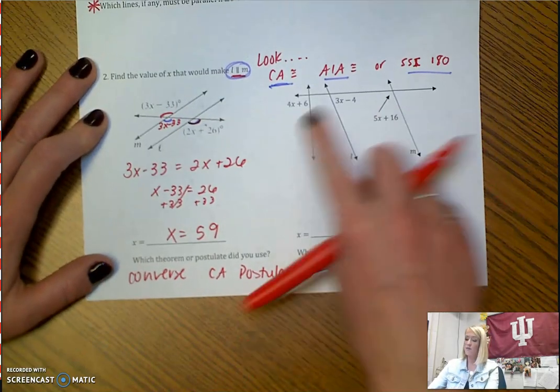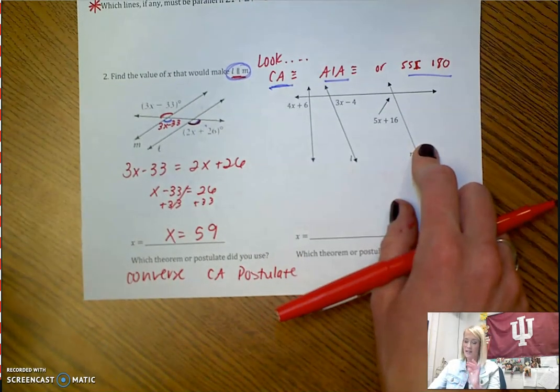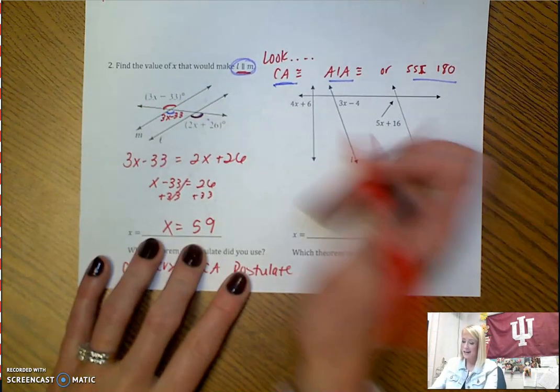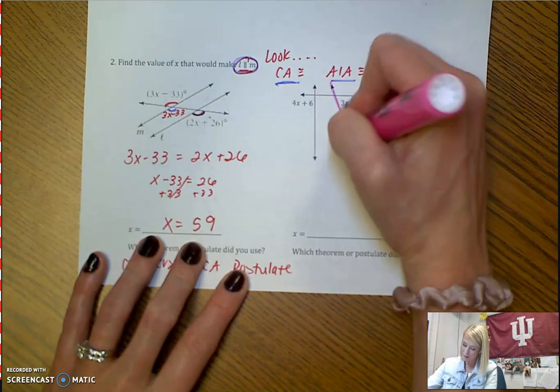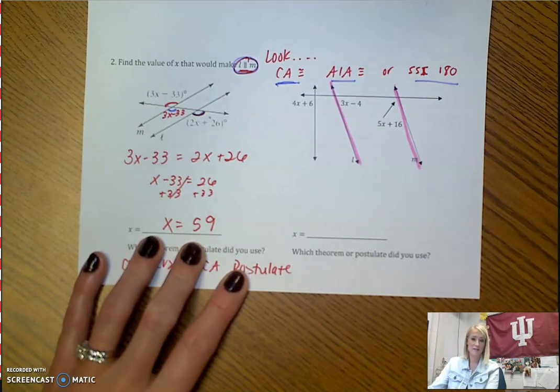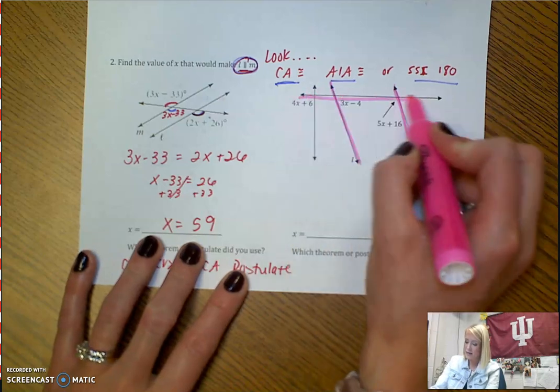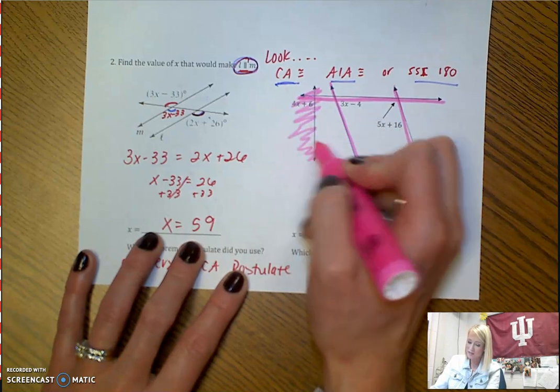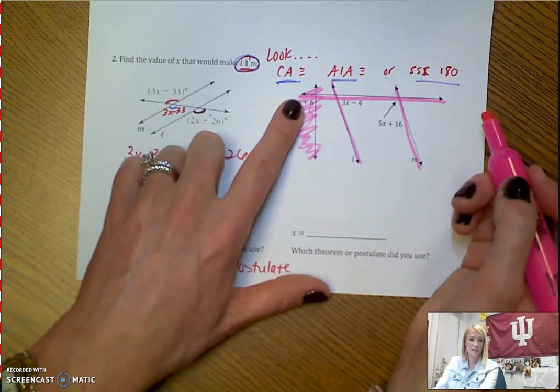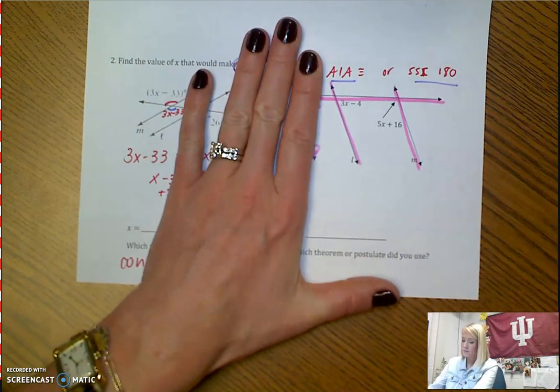Okay, last one. It's 4 lines. You only want to look at 3. Now, this is kind of tricky. You need L and M to be parallel, so obviously L and M matter. You cannot get rid of that line. I'm going to get rid of one of them. I need L and M, and I need a transversal that's cutting L and M. So basically, this line is irrelevant, so is the 4x plus 6. Don't get confused by that.